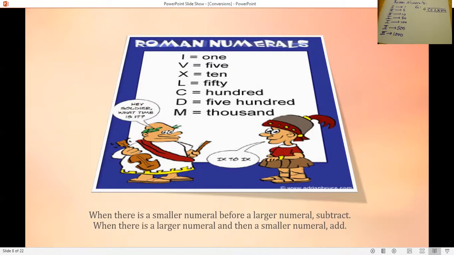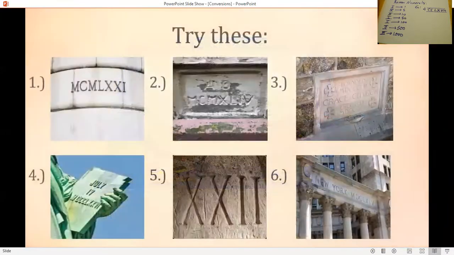when you see a smaller number before the number, you're supposed to subtract. And when you see a larger number and then a smaller number, you're supposed to add. And it might be a little tricky, so I have a couple of great examples of that. And as you can see, they do exist all throughout architecture and literature. You're looking at some really amazing, interesting things we have right here. This is the New York Library in New York City. This is the Statue of Liberty, of course. And we have other really great examples of Roman numerals that you might see in art and in architecture.